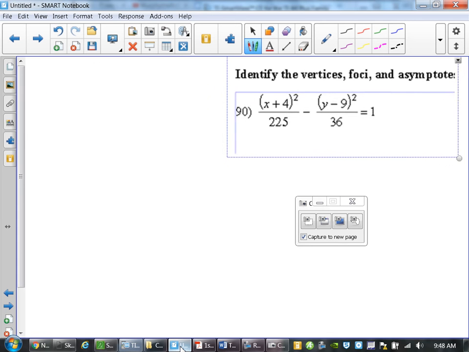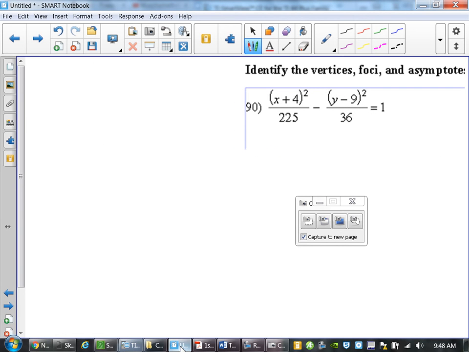Now, we agree that you know where the center is, right? We know that the center, the h and k, is at -4 and 9. You also agree that since the x squared comes first, it's going to be left-right. So your a squared is 225 and your b squared is 36. That gives you your distances from center to vertex and center to co-vertex.